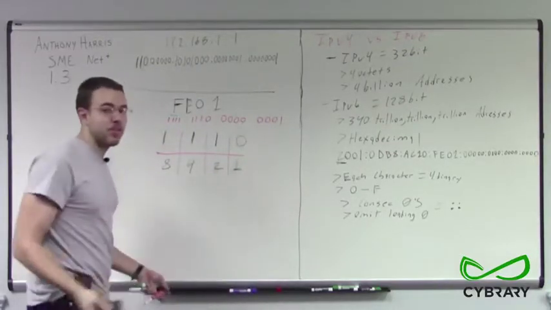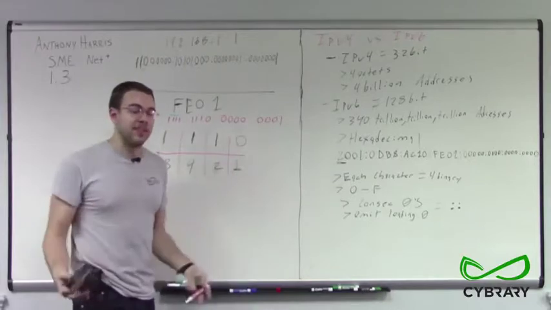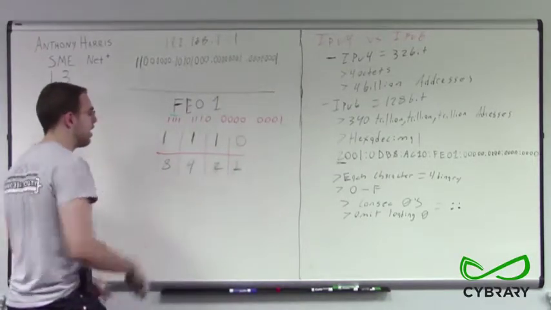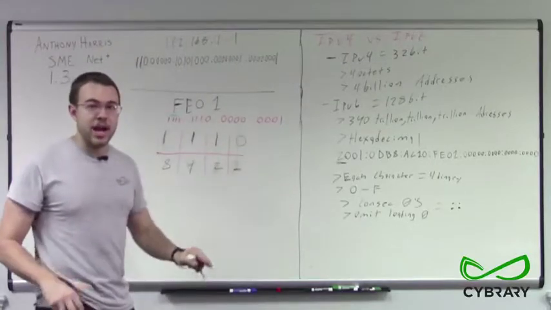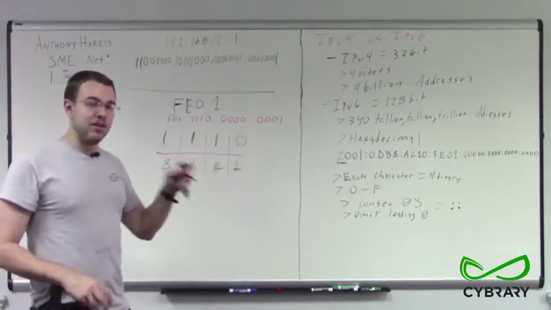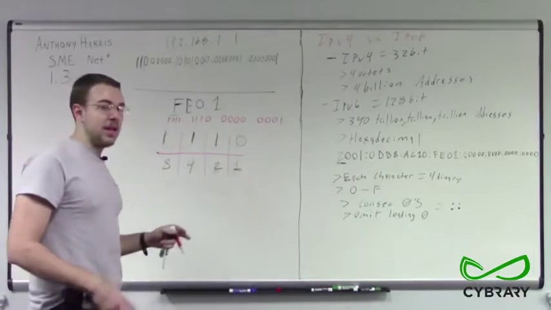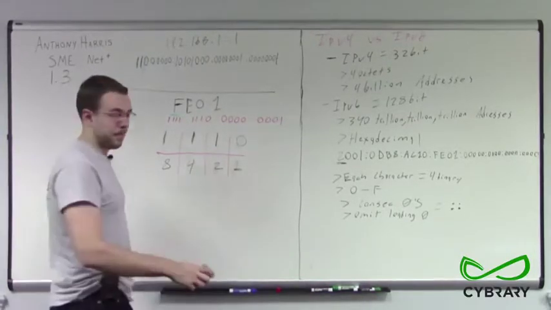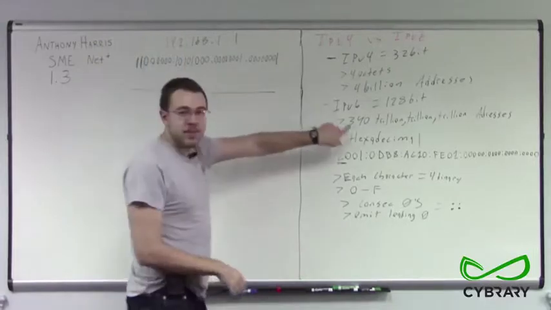That's how we use hexadecimal and convert binary to hexadecimal and hexadecimal to binary, using our 1, 2, 4, 8, and then realizing that once we hit 9, 10 is A, 11 is B, 12 is C, 13 is D, 14 is E, and 15 is F. Now we have this long IPv6 address.